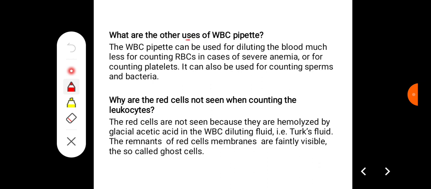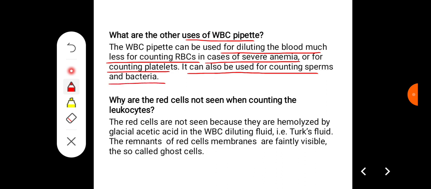What are the other uses of WBC pipette? The WBC pipette can be used for diluting the blood, much less for counting RBCs in cases of severe anemia or for counting platelets. It can also be used for counting sperms and bacteria.